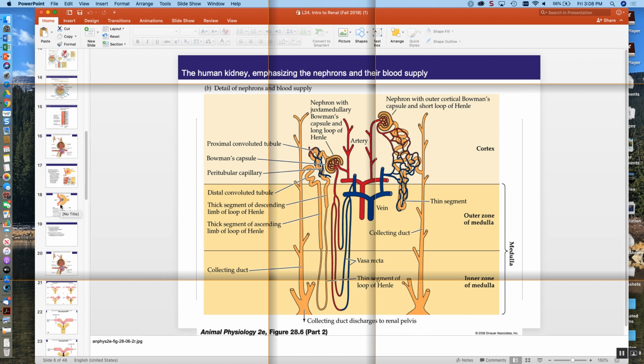Question? In the cortical nephrons, is it still called the vasa recta? No. What's it called? Peritubular capillaries. Paratubular capillaries.